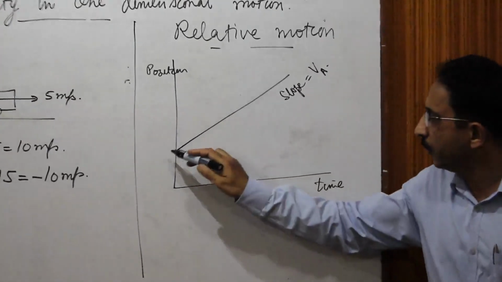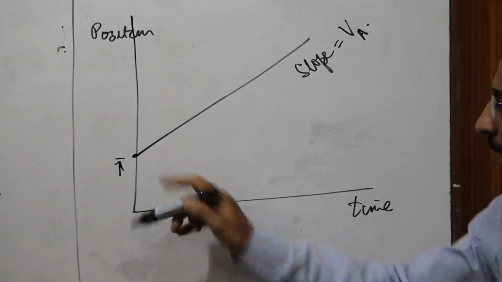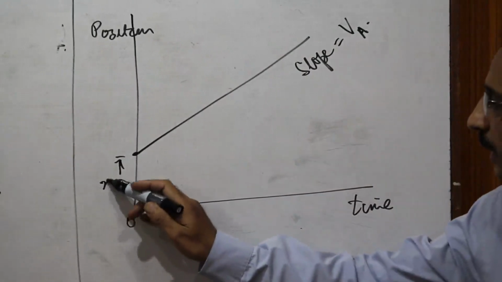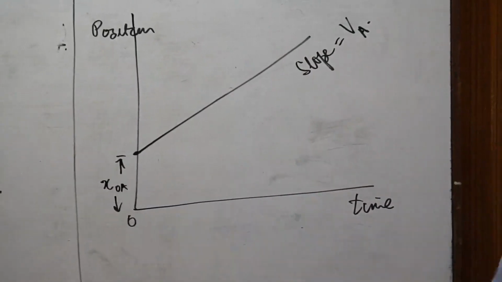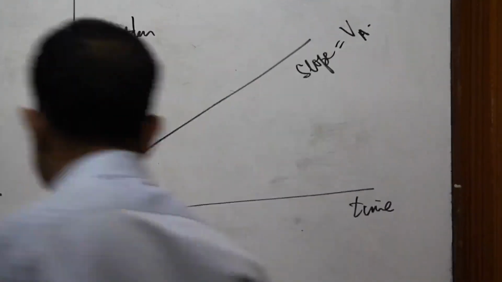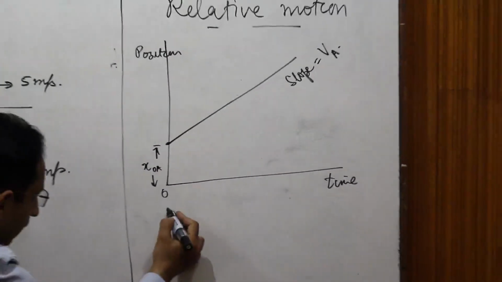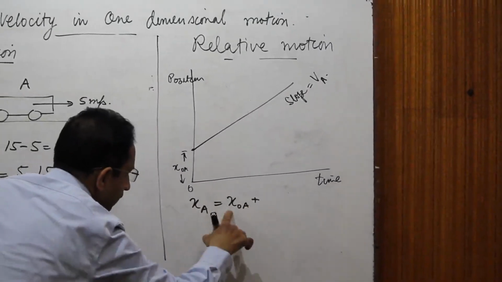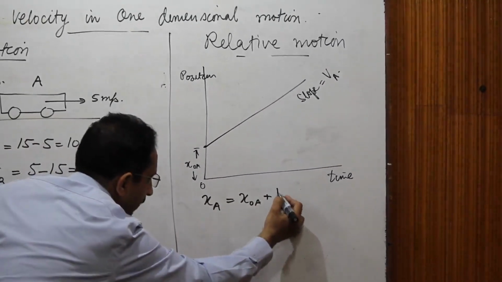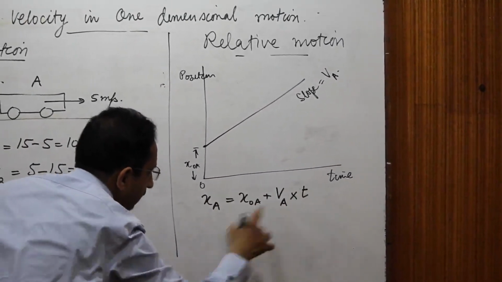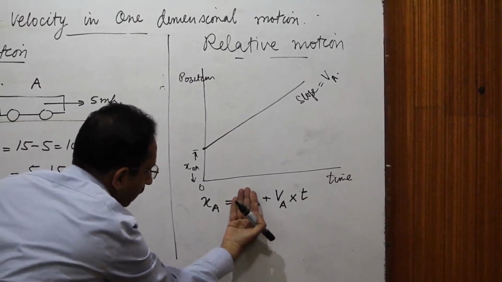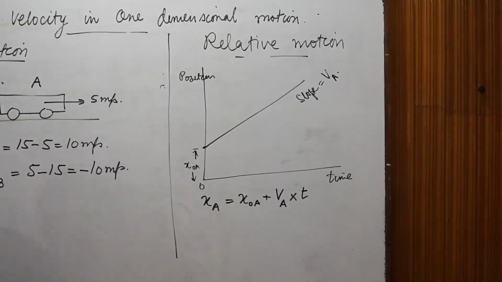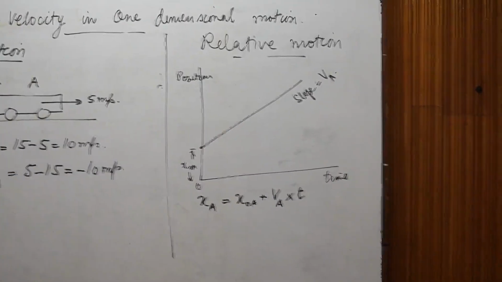और मान लेते हैं कि जो point है, this point which indicates कि at t equal to 0, where was this object A? Say this object A was at x0A. So I am able to write an equation for this object A. XA is equal to x0A, which is the initial displacement plus velocity of A multiplied by t. तो अगर मैं initial displacement को 0 ले लेता हूँ, I simply have displacement is equal to velocity into time. That is true for uniform motion.